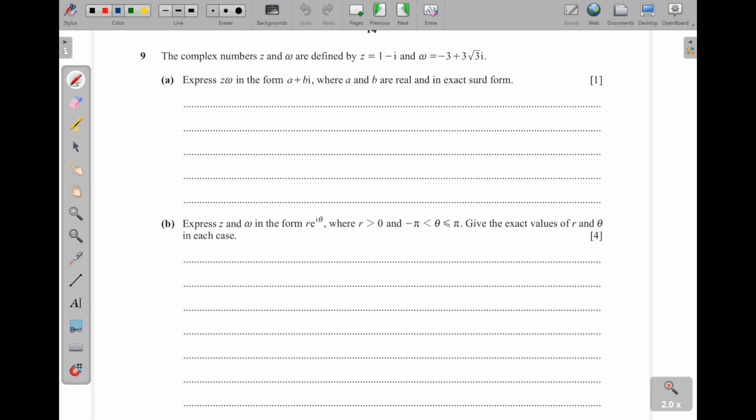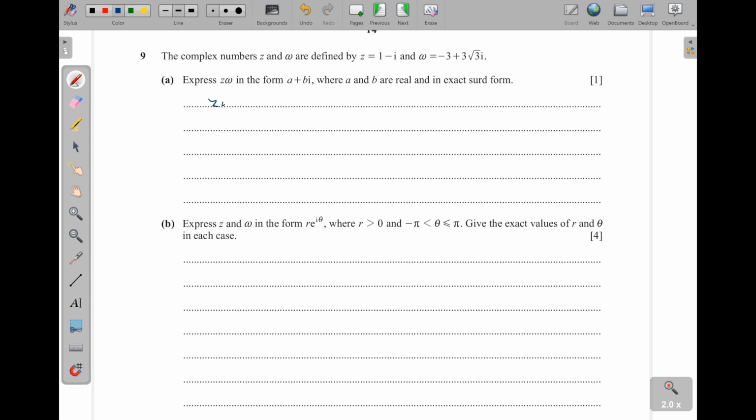Question 9 is coming from complex numbers. The complex numbers z and omega are defined by z equals 1 minus i, and omega is negative 3 plus 3 root 3 i. Then they are telling us to express z omega in the form a plus bi, where a and b are real and in exact form. So the surds must remain there.